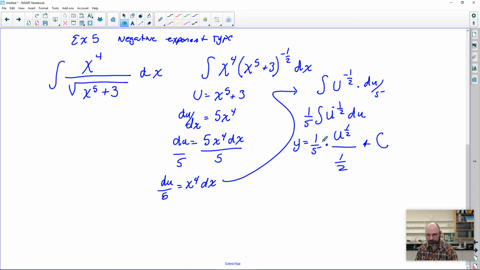So this would be 2/5 u to the 1/2 plus c. And then we can plug back into x. y equals 2/5 times x to the 5th plus 3, to the 1/2, plus c.